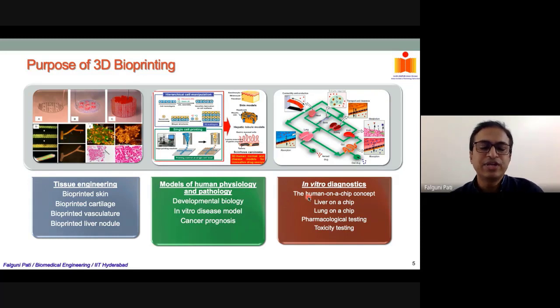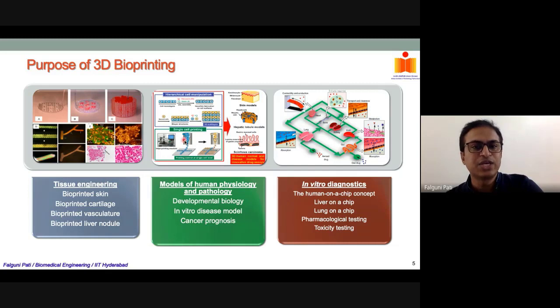Now here, the very first thing we can do with 3D bioprinting is print different artificial tissues or organs that can be used for tissue engineering purposes. Tissue engineering is where you use different engineering principles to develop an artificial tissue, and that can help to regenerate a particular damaged or diseased organ. With bioprinting, we can develop bioprinted skin, cartilage, vasculature, liver nodules. All these different things can be done.